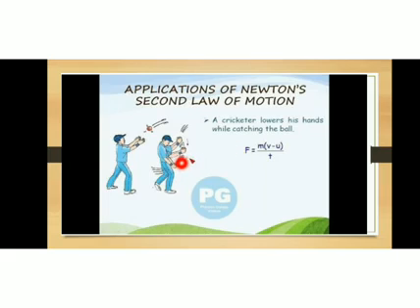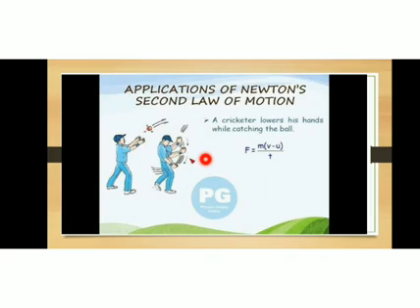But when he lowers his hands backwards while catching the ball, more time is taken to change the velocity of the ball. Much more time is taken by the ball to come to rest. So as per this equation, the time taken is more. Whenever time taken is more, force exerted will be less, because force is inversely proportional to time, and less force is exerted by the ball on the fielder's hand. This is the most important application, and it is there in your NCERT textbook too.